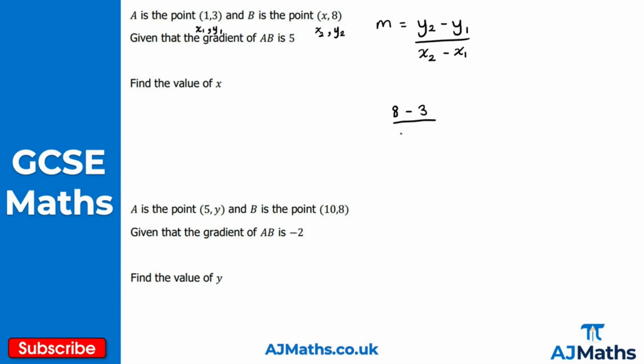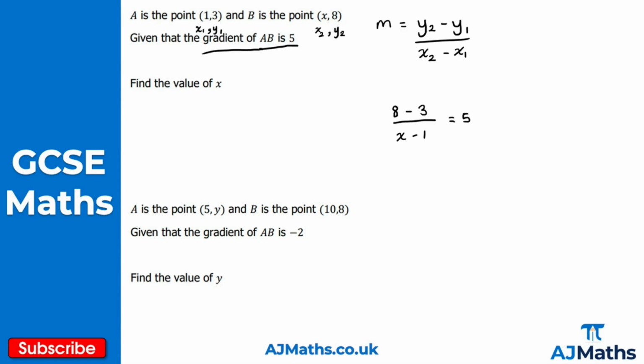We don't know what that is. We're going to work that out in a moment. So x minus x1, which is 1. So x minus 1. We know this is the gradient, and we know that it's equal to 5. Okay, the gradient of AB is 5. We set this equal to 5.